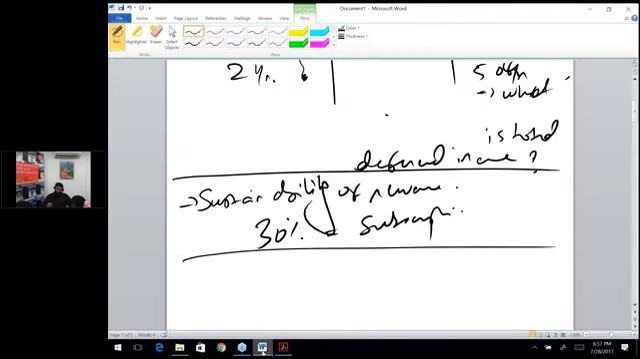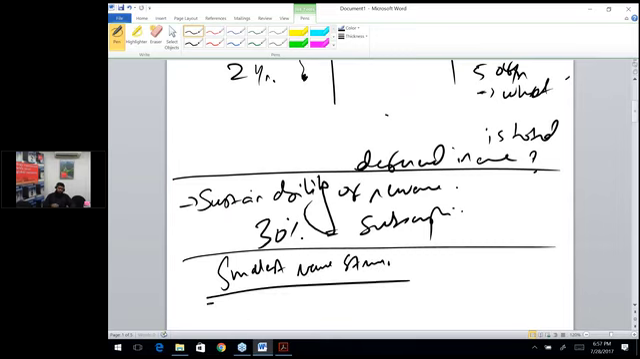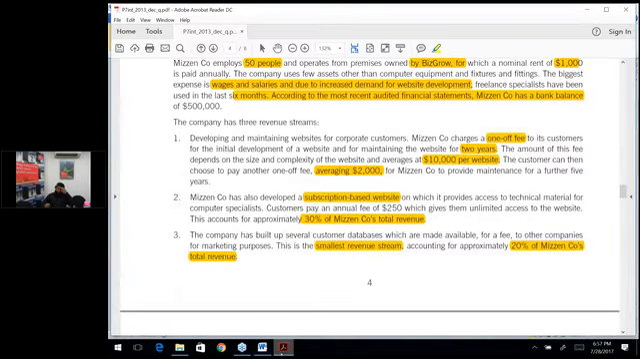Now, if I say this is the smallest revenue stream accounting for approximately 20% of Mizzen company's total revenue, what exactly do we mean by this? This actually means that it is 20% based on the fee which you charge from the companies for marketing on your database. So this is again one of those revenues which is not something which could actually run the company.